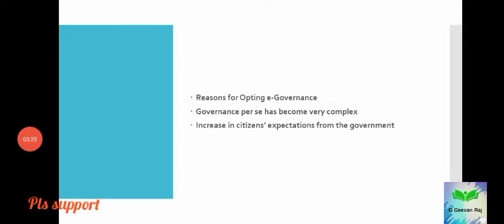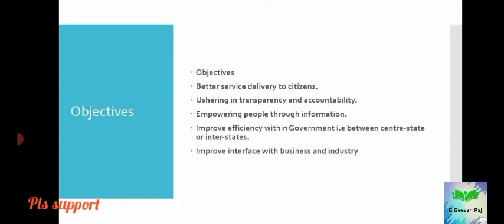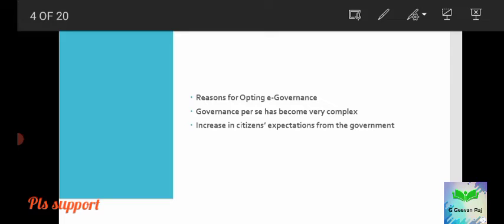Now let us see what are some of the reasons for opting for e-governance. So now let us see what are the various reasons that made the governments go for e-governance. Governance per se has become very complex. So with the course of time and increasing demand of the people and the population, the process of governance has evolved and has become very complex.